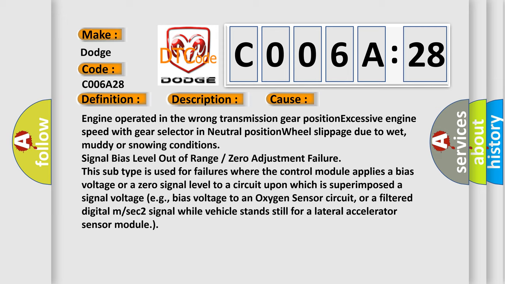This subtype is used for failures where the control module applies a bias voltage or a zero signal level to a circuit upon which is superimposed a signal voltage, for example, bias voltage to an oxygen sensor circuit, or a filtered digital PWM or SENT signal while the vehicle stands still for a lateral accelerometer sensor module.